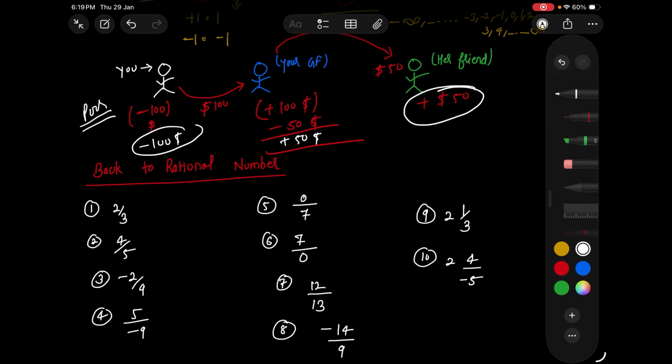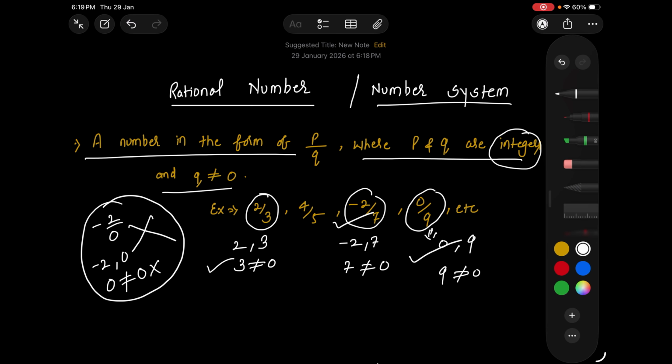Now go back to rational number. What did I tell you? A number in the form of p upon q. Any number, like suppose 4 upon 5, is in the form of p upon q, where p and q are integers.